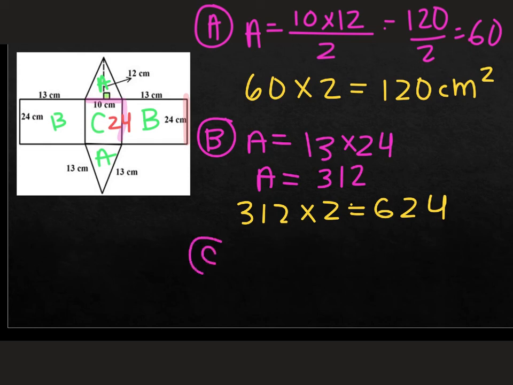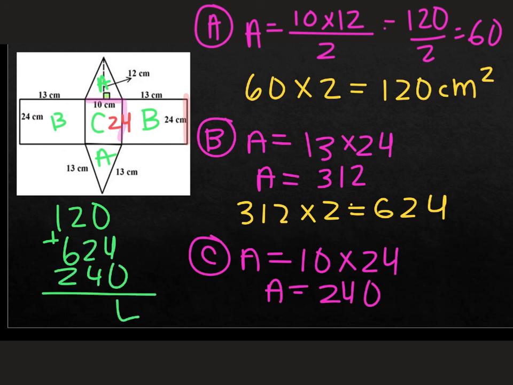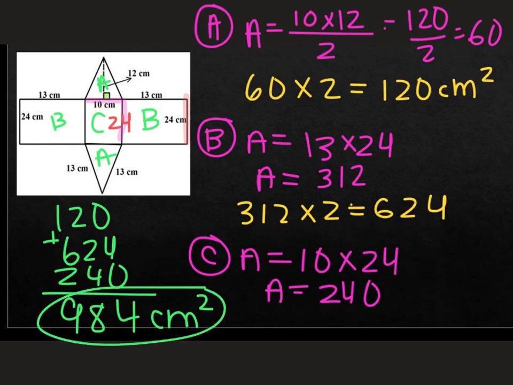Finally, shape C, still a rectangle, so just base times height. Our base was 10, height was 24. Then our area is 240. Now, we do not multiply by 2 on that one because I only have one shape C. Add all of your numbers together. We should be adding 120 plus 624 plus 240, 984 centimeters squared is our final surface area.